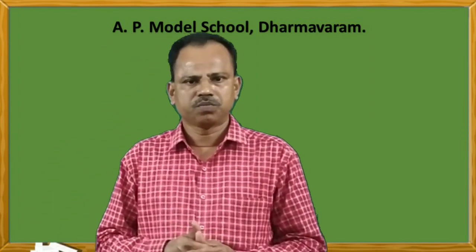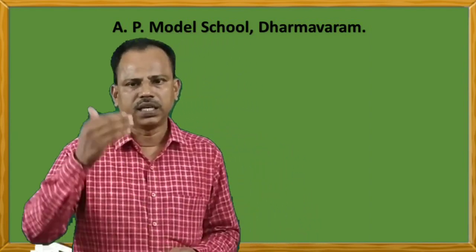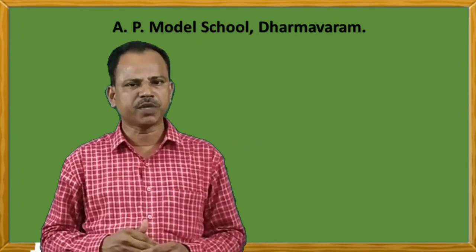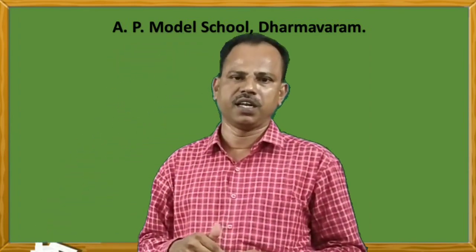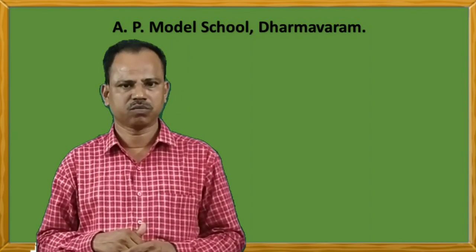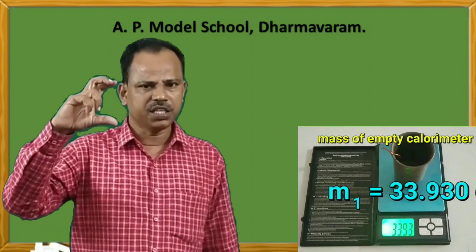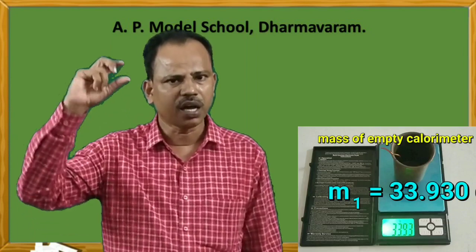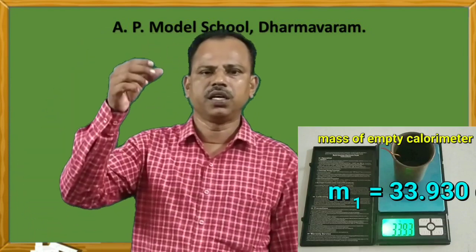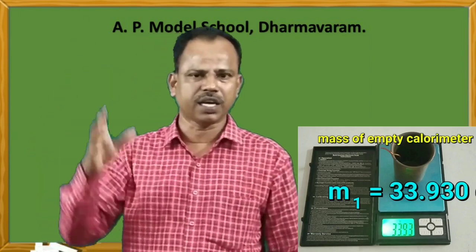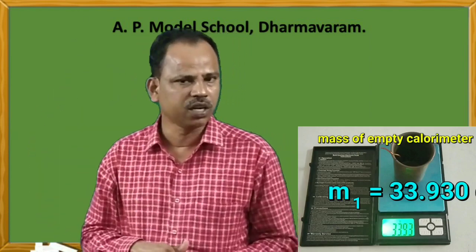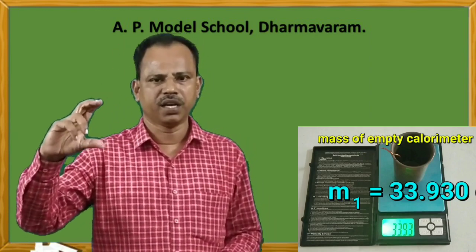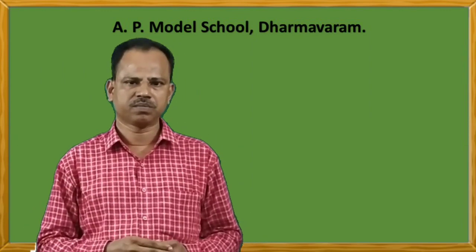Right. Now, let us have a derivation and experimental procedure to determine the specific heat of a given solid material using this calorimeter. The calorimeter is taken, as I said earlier, calorimeter means this copper tumbler along with the stirrer. Its mass is noted as M1. Use any electronic weighing balance. Note down the mass of the empty calorimeter as M1.